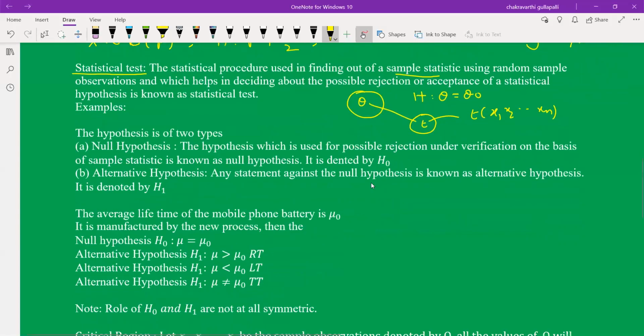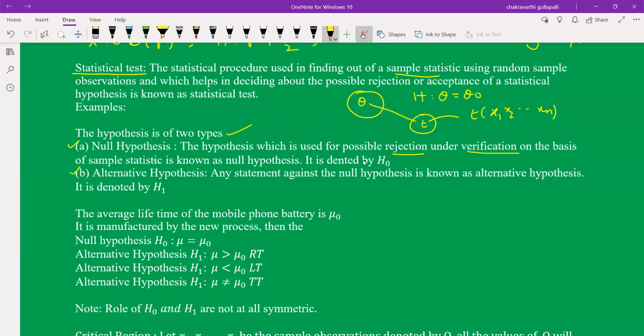It's very, very important. The hypothesis is of two types. One is the null hypothesis, the other is the alternative hypothesis. These two are very, very important here. What is the null hypothesis? The null hypothesis is also called a neutral hypothesis. The hypothesis which is used for possible rejection under verification on the basis of a sample statistic is known as a null hypothesis, denoted by H naught.